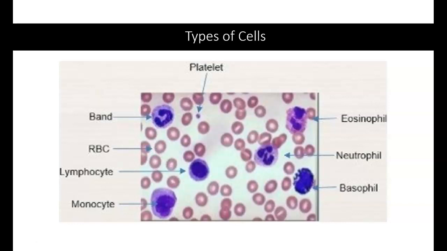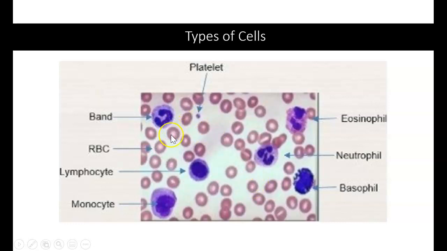So here's an example of the first cell in this slide. What I want to focus on is the red blood cells, the RBCs. You can see that the red blood cells are the most abundant of the cells, and they're the smallest of the cells. All of these big purple ones are white blood cells, but all of these red pink ones with the concave center, these are the red blood cells.